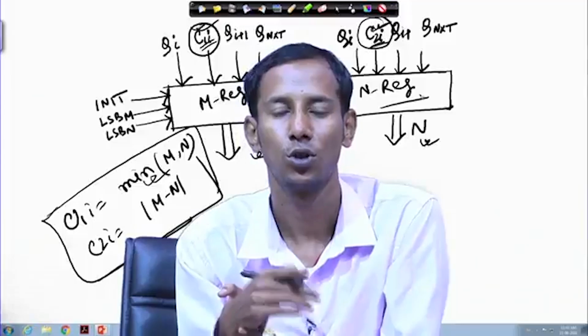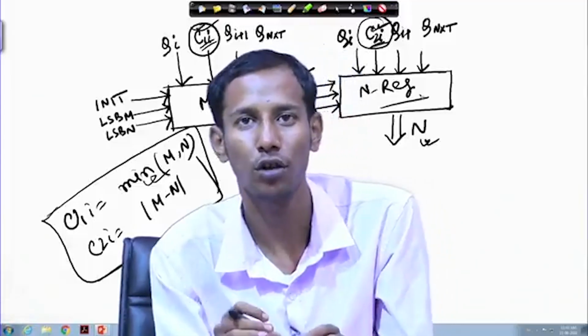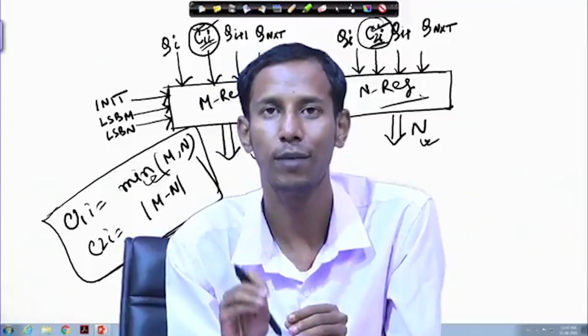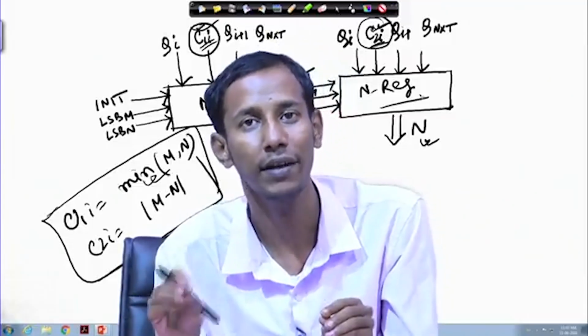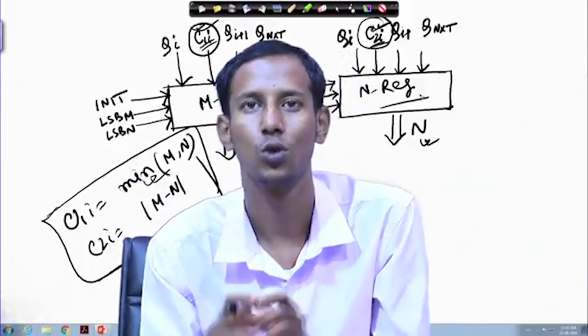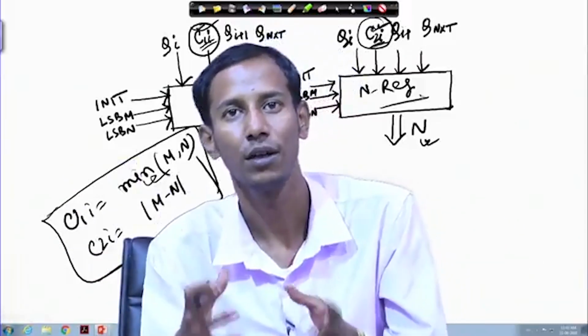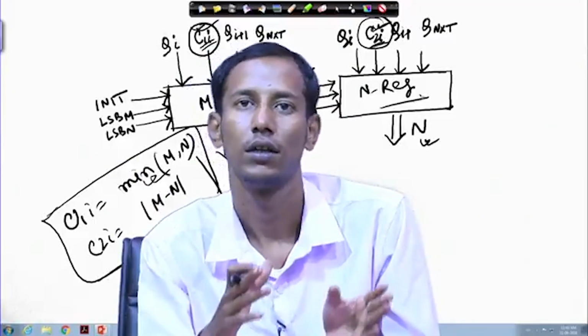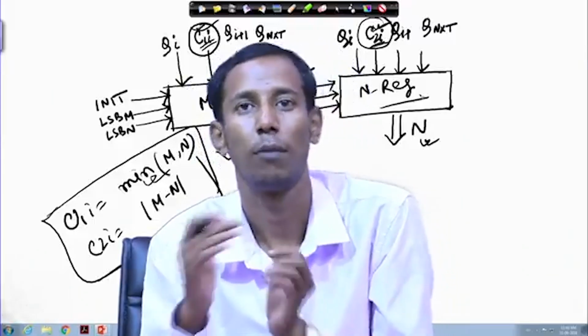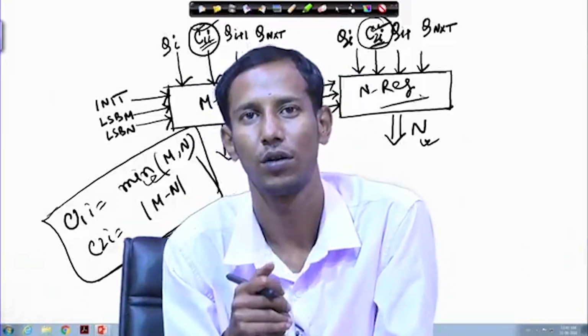Okay. So these are the blocks. Initially we are implementing block wise, and then finally we will integrate all of this to achieve the final circuit of GCD of 2 numbers. Okay.